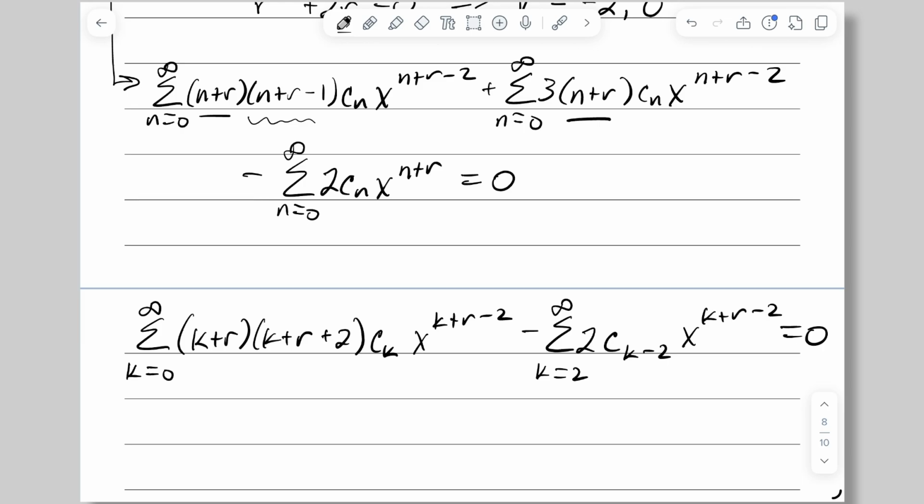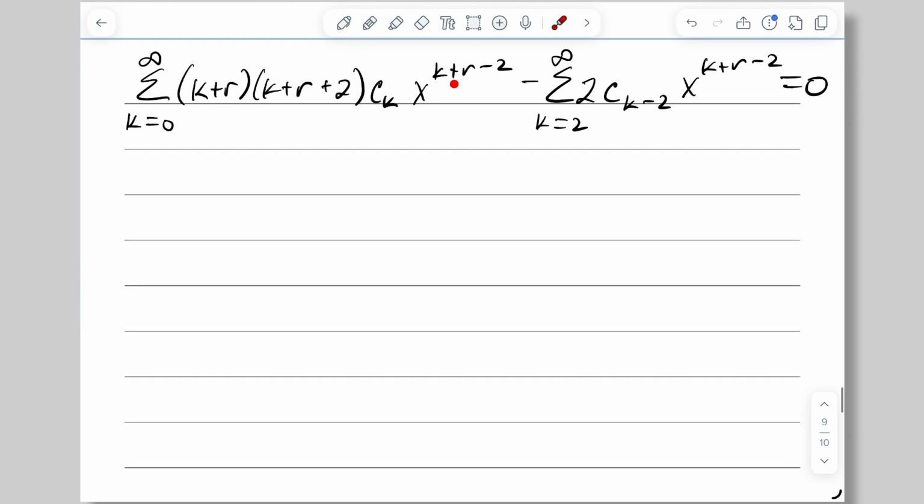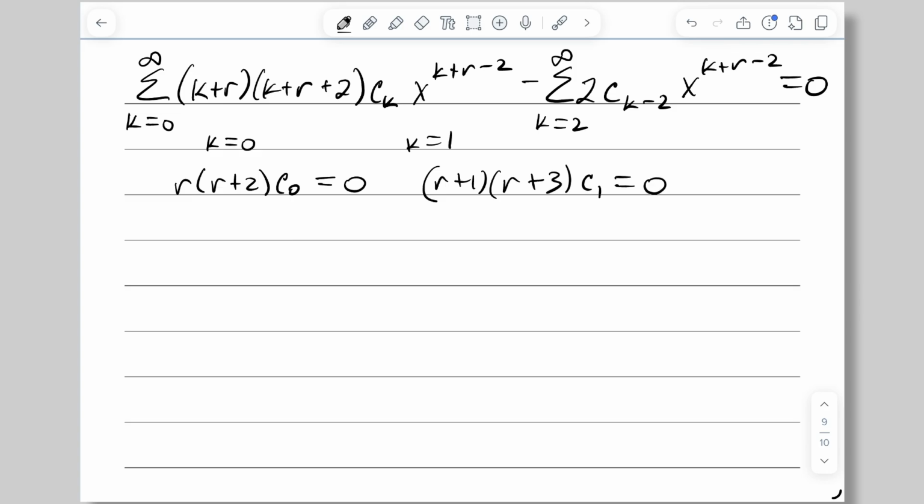All that is equal to 0. Having made the exponents match, we're now going to make the indices match. For us, that means we're going to write down the k equals 0 term and the k equals 1 term. For the k equals 0 term, we have r times r plus 2 c sub 0 is equal to 0, neglecting the x's because that doesn't factor in what we're doing right now. For k equals 1, we've got r plus 1 times r plus 3 c sub 1 is equal to 0.